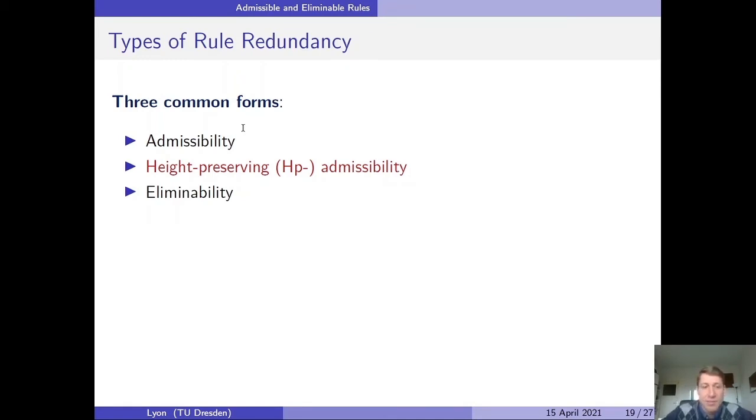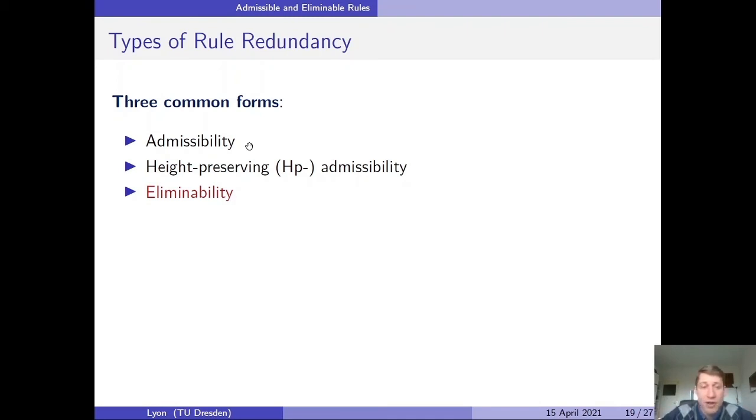And the last thing is eliminability. So we have that a rule is eliminable given that there's an algorithm which can be used to transform a proof with the rule into a proof without the rule. And of course, this implies admissibility as well. Because if you have an algorithm that transforms a proof using the rule into a proof without the rule, then this means that anything derivable with the rule is derivable without the rule.